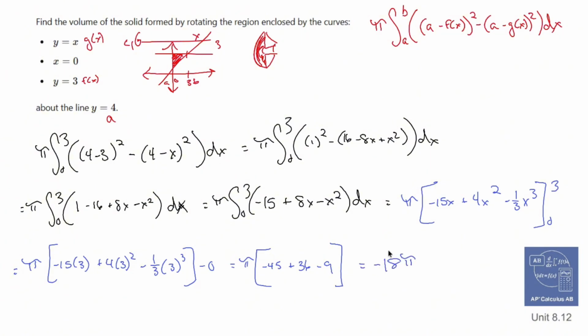So what this means is I chose the wrong f of x and the wrong g of x. No big deal. The quick fix is just make it positive. You get 18 pi. Yum, yum. 18 pi sounds like a good Thanksgiving to me.